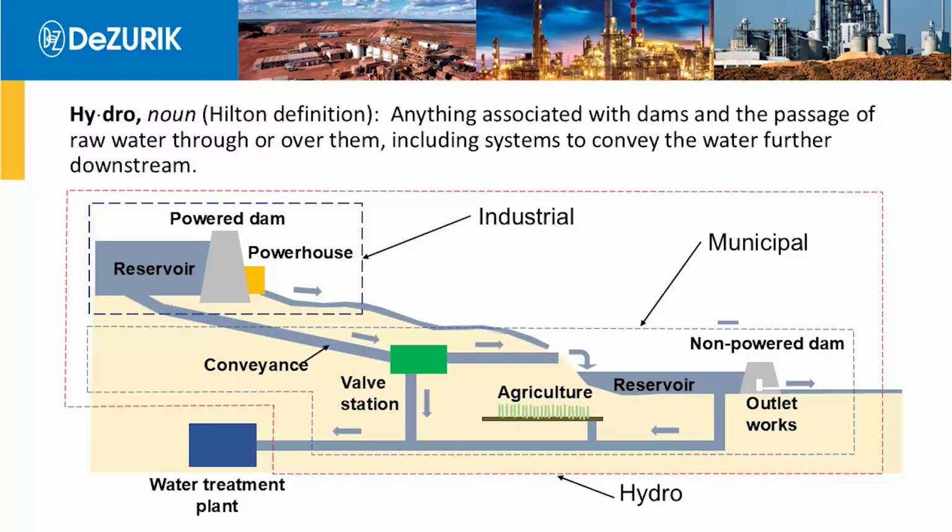So hydro in the DeZURIK world is anything associated with dams and the passage of raw water through or over them, and that includes the transmission or conveyance systems between them. You'll notice here on this graphic, there are two types of dams: powered dams and non-powered dams. It's interesting to note that there are about 80,000 dams in the US, and only about 2,400 have powerhouses on them. So the vast majority would fall into what we consider the municipal market, and lesser in the industrial side.